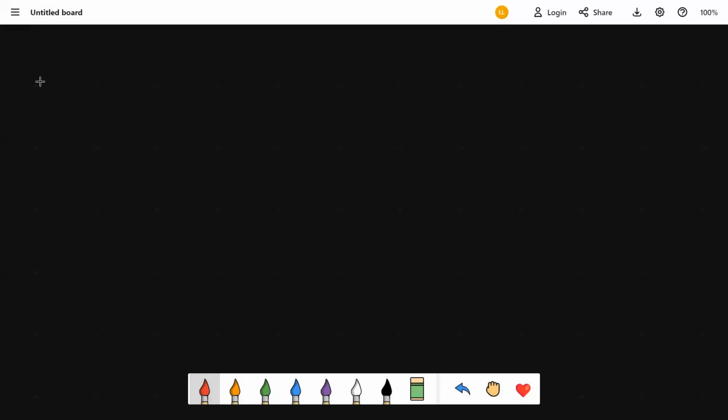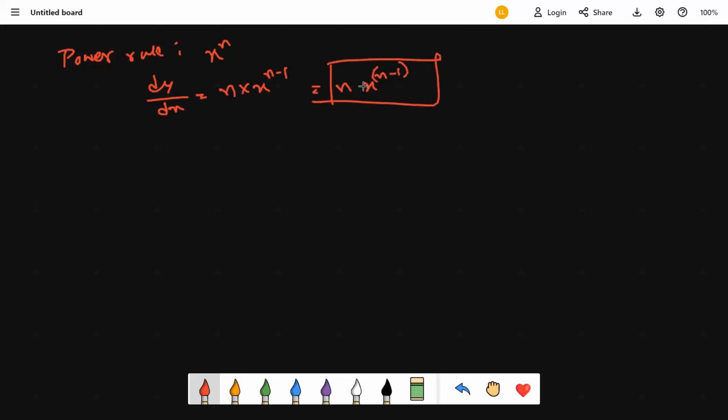The first rule which we learned in our last class is the power rule. Power rule is basically what we have learned so far. Let's say we have an equation x to the power n, then differentiating it gives us n times x to the power n minus 1. So this is what we get. This is our power rule. Then we have another rule, which is the constant rule.